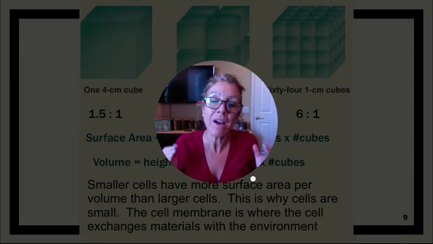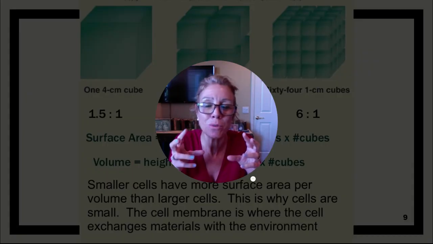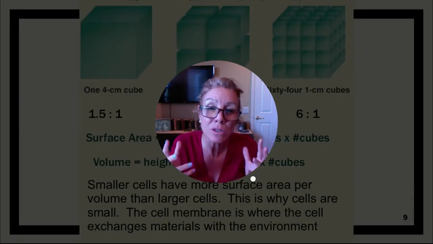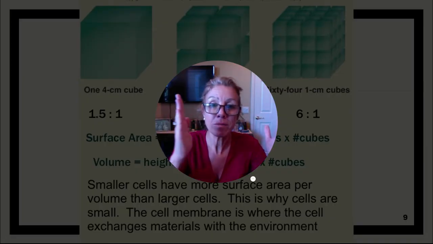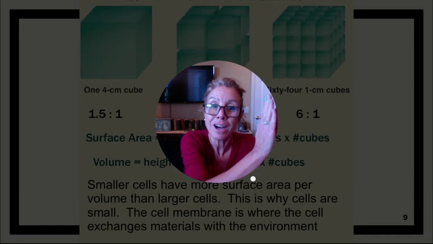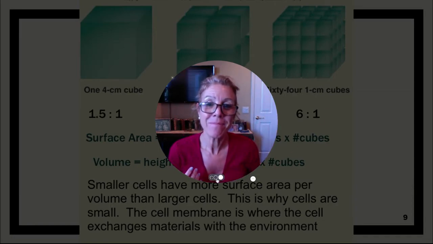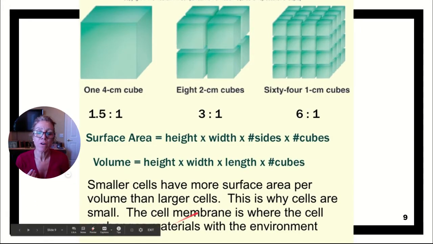And that way, whatever comes into that cell is permeating that cell, and that cell is being able to react to that in order to maintain homeostasis, all right? So this is why cells are small, increasing the surface area to volume, so that something can travel through that cell, getting from one side to the other more rapidly, all right? So smaller cells have more surface area per volume than larger cells. This is why cells are small, okay?